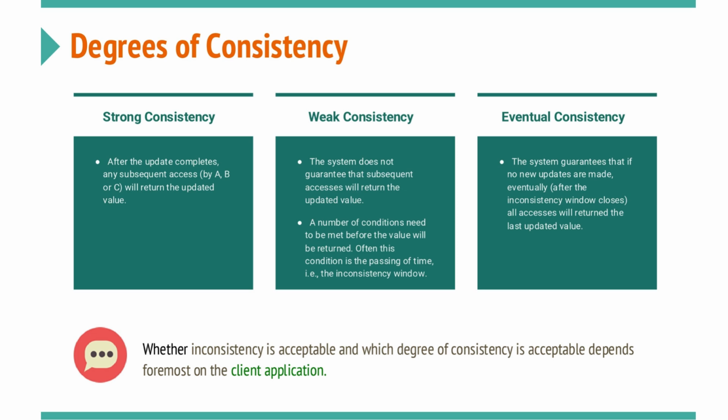As we discussed, the system guarantees that if no new updates are made, eventually all reads will return the last updated value. The most important takeaway from this slide is that there is no single best model. The right choice always depends on the needs of the application. Does your application absolutely require every user to see the exact same data at the exact same time? Or can it tolerate a small delay for the sake of better performance and availability?